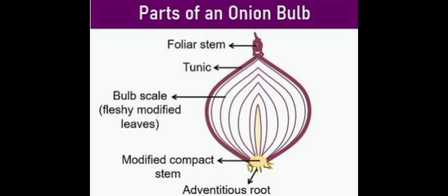Now there are two types of bulbs. We have the tunicated bulb and the scaly bulb. This onion we are discussing is a tunicated bulb. When the leaves are arranged in concentric form and covered by a thin paper-like covering to protect the bud, what is inside, that covering is known as a tunic. That's how an onion is. So onion is a tunicated type of bulb.